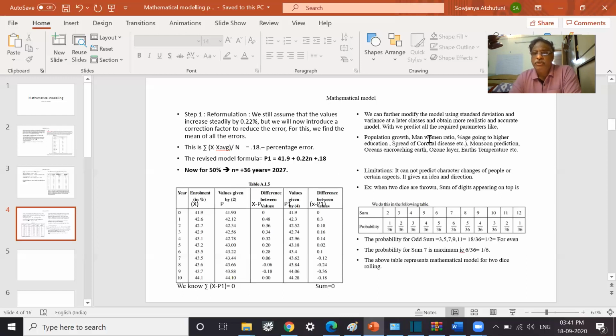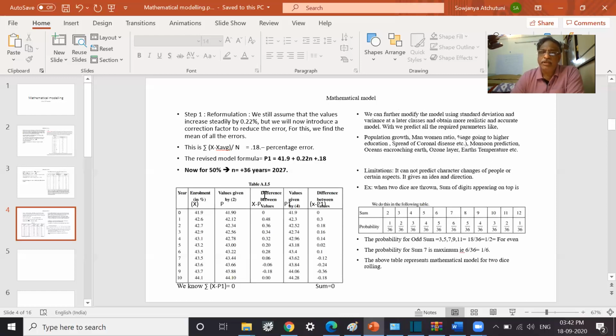You see population growth, man-woman ratio, percentage going to higher education, spread of corona disease, monsoon prediction, oceans encroaching earth, ozone layer depletion, Earth's temperature. For all these things, scientists have made mathematical formulas, and we know from here, 20 years later, what will be my ozone layer, the Arctic ice melting, what will be my earth temperature. The earth temperature can go up to 50 degrees. So they have made these models.